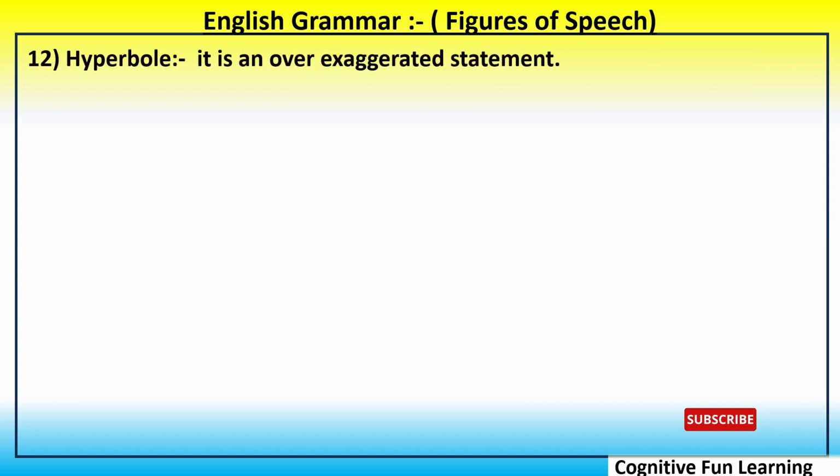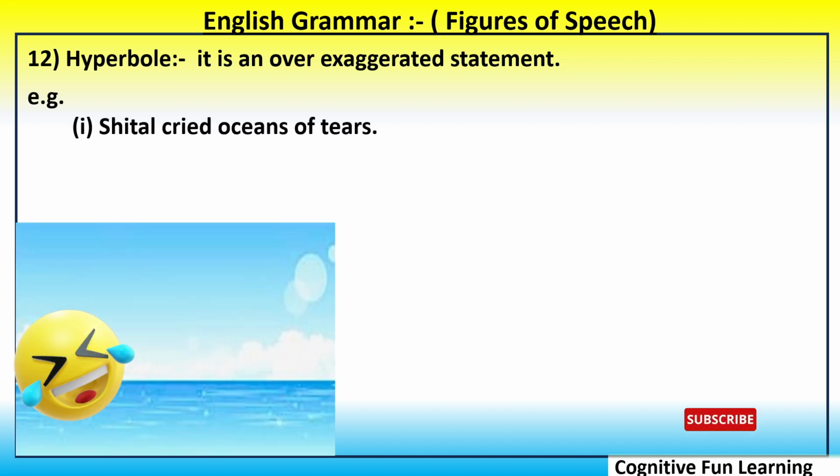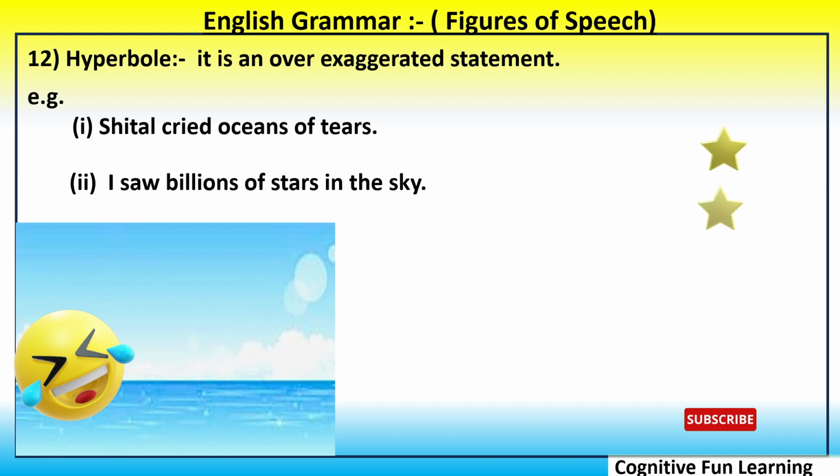Next figure of speech is hyperbole. It is an over exaggerated statement. For example, Sheetal cried oceans of tears. So this is an over exaggerated statement. Next example is I saw billions of stars in the sky. This is again an example of an over exaggerated statement. So this is hyperbole.